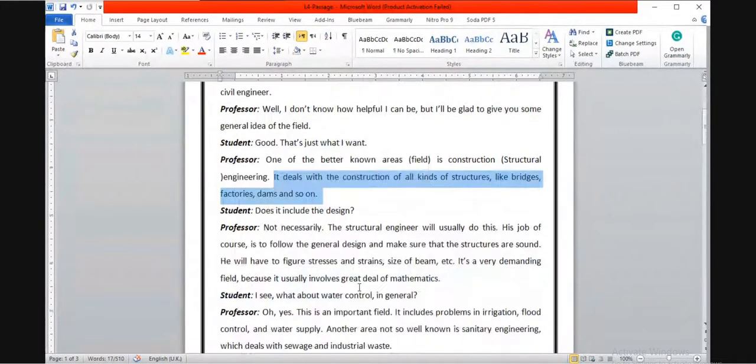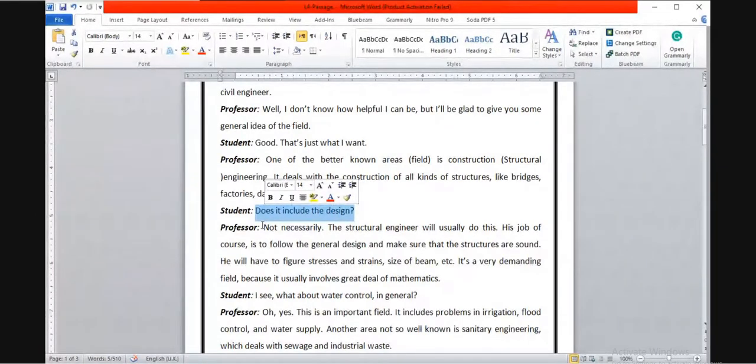Okay, now the student is asking here a question. Does it include the design? Does it include the design? إذن هل construction engineering includes the design? Okay, هل الهندسة الإنشائية هندسة البناء تشمل الديزاين التصميم. Okay, now the professor will answer this question.